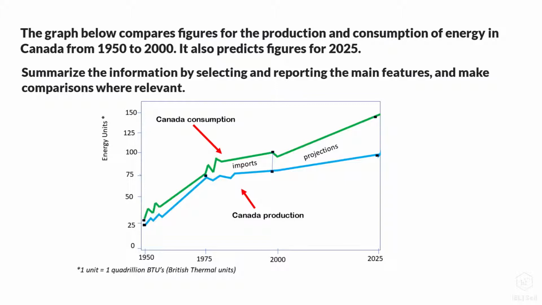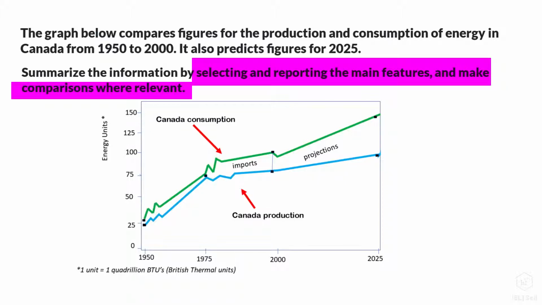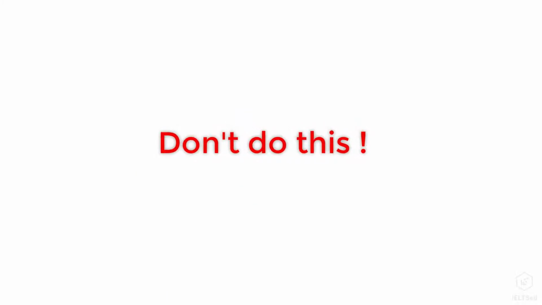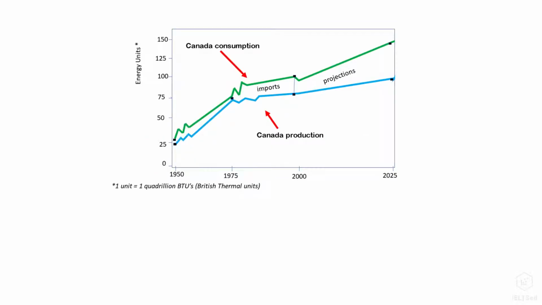The question says, select and report the main features and make comparisons where relevant. So this is what we're going to do. We also have to organize the information so it does not confuse the reader. We also cannot list all the information. For example, in first place we have consumption increasing, then in second place it is energy production. This is incorrect. We can organize the information, for example, in this way.